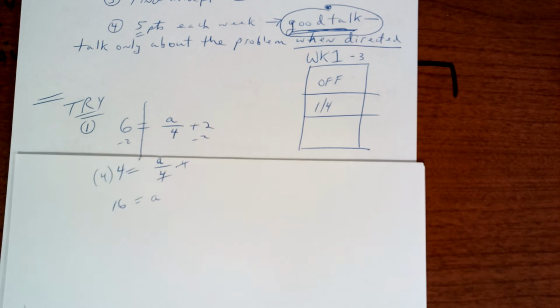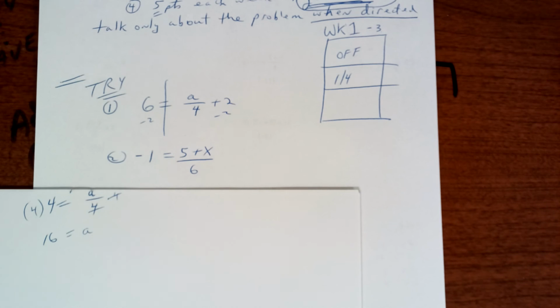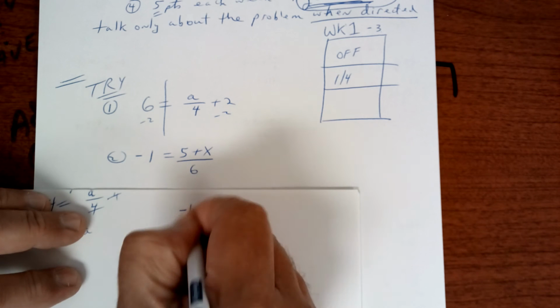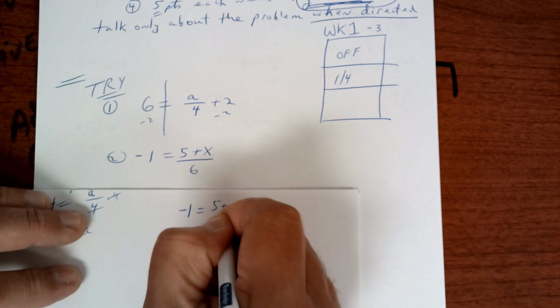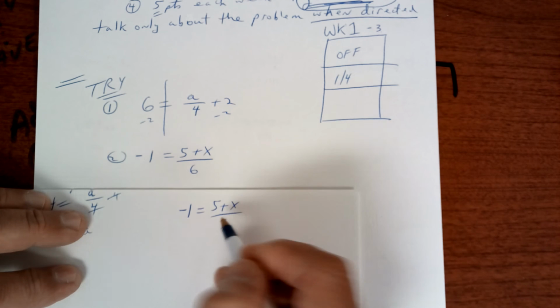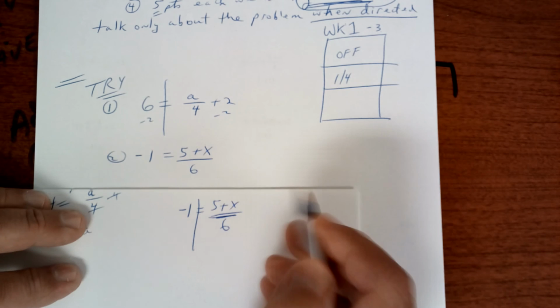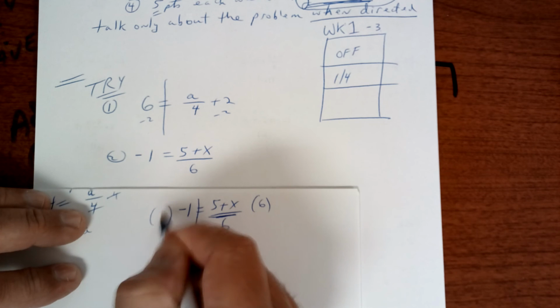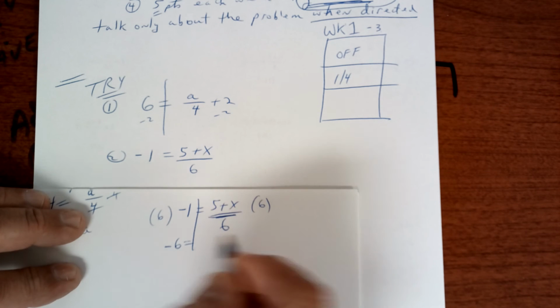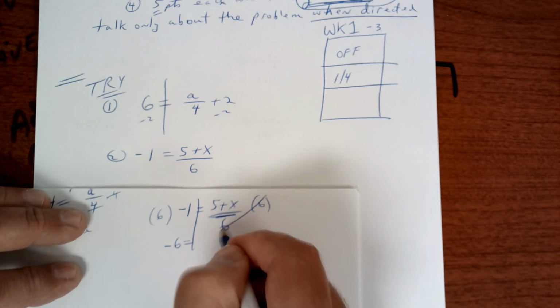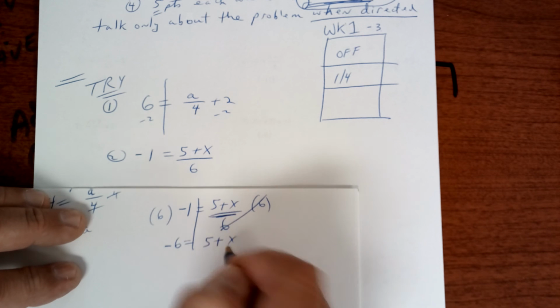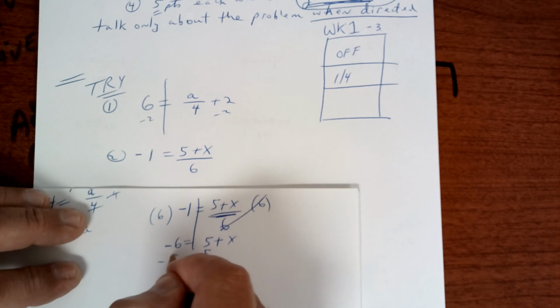All right, try this one. And then turn to your neighbor. On this one, the whole thing is divided by 6. So you want to multiply by 6. So you get a -6 is equal to, this cancels, 5 plus x. And then you want to subtract 5 and get -11. And that's the answer you should have gotten.